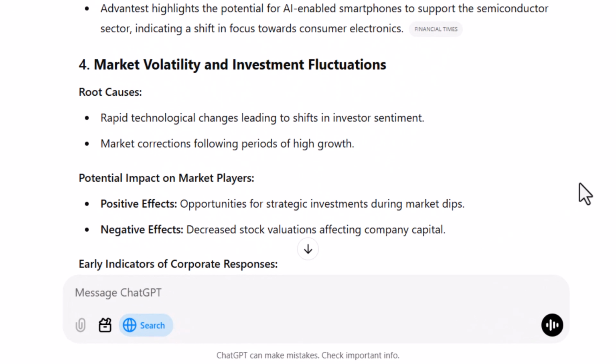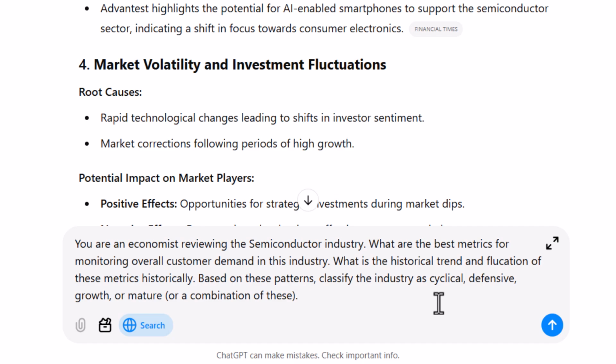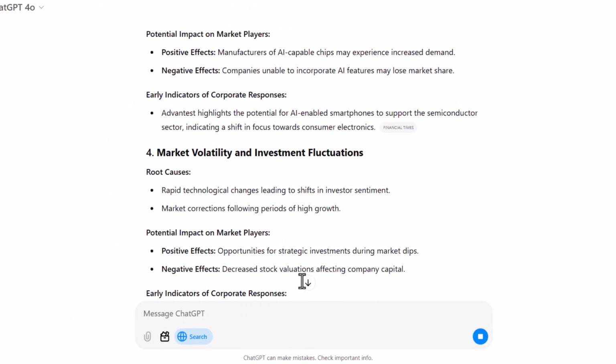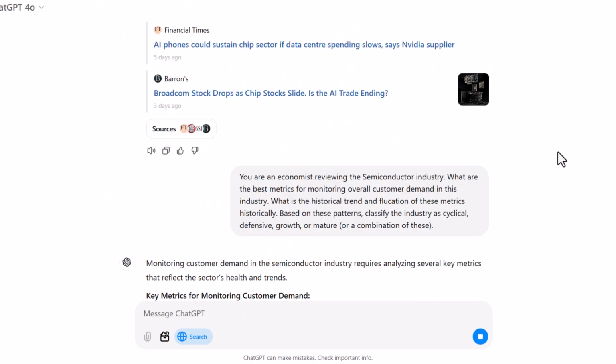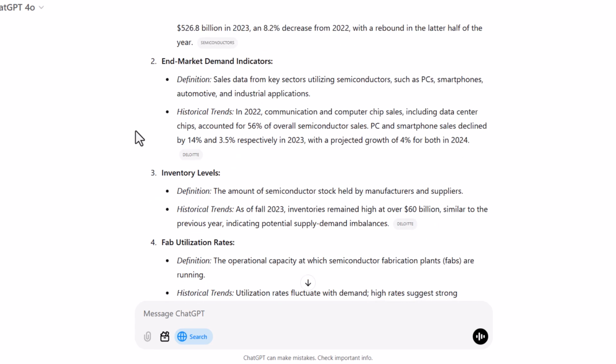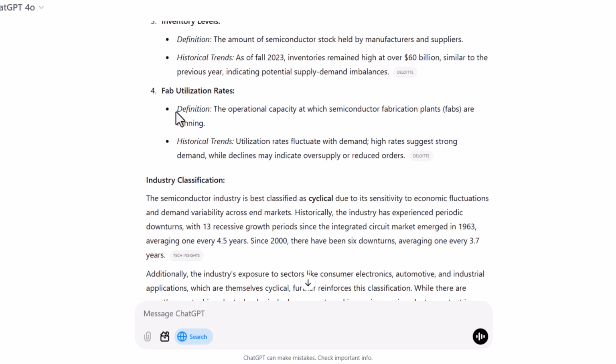But I'm going to move on here to an analysis of some of the historical patterns in customer demand and just categorizing the semiconductor market. It's suggesting some of the key indicators and metrics to follow, like global semiconductor sales revenue and market demand indicators in various areas such as PCs, smartphones, automotive, inventory levels, fab utilization rates.